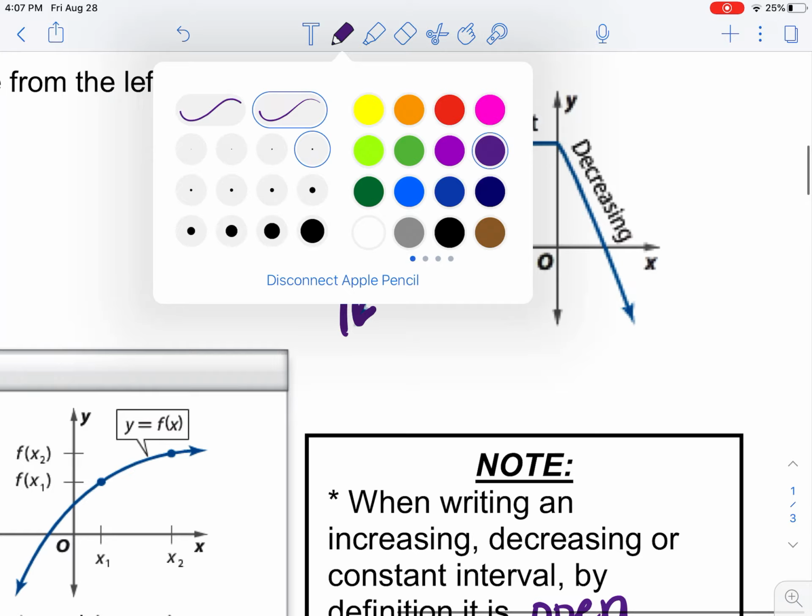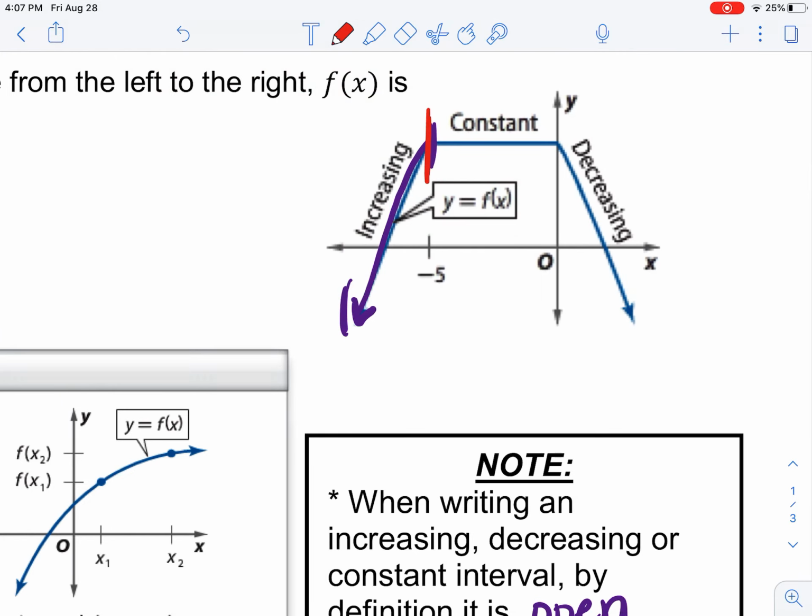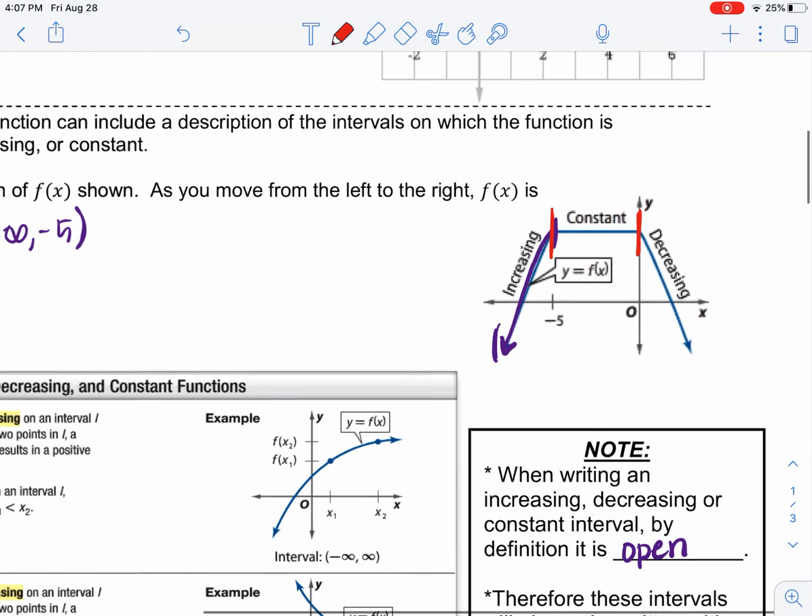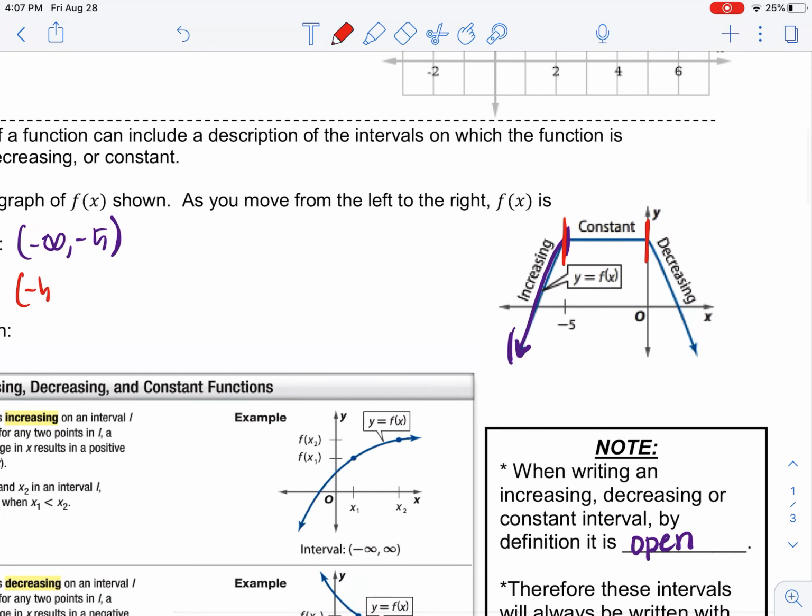All right, where is it constant? So let me switch colors here to color code. It is constant from here to here. So that interval is from negative 5 to 0.